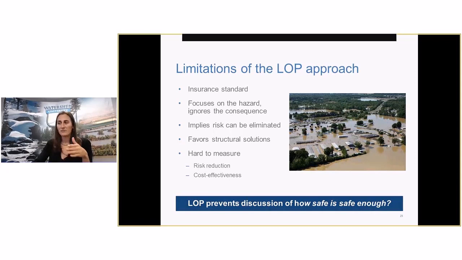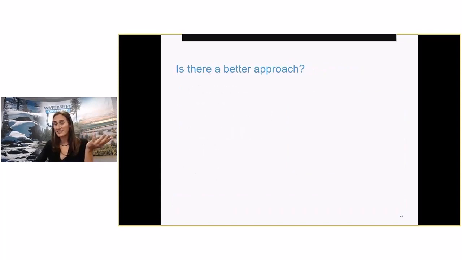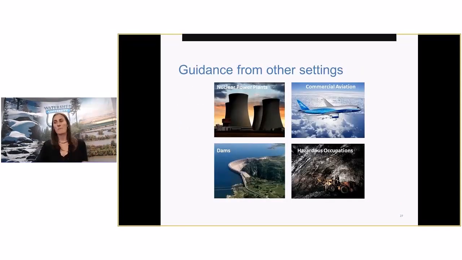So finally, this level of protection approach, where we're really just seeking that 1% level of protection, it prevents that discussion of how safe is safe enough. So is there a better approach, you ask? Well, yes, we do have guidance from other settings. We're going to explain tolerable risk in a moment, and there are other industries out there, the nuclear safety and aviation safety, dam safety, and other hazardous occupations, all utilize a tolerable risk and risk-informed decision-making approach.